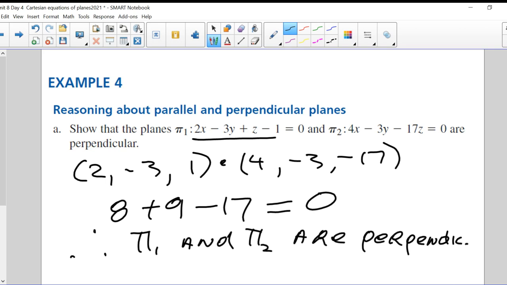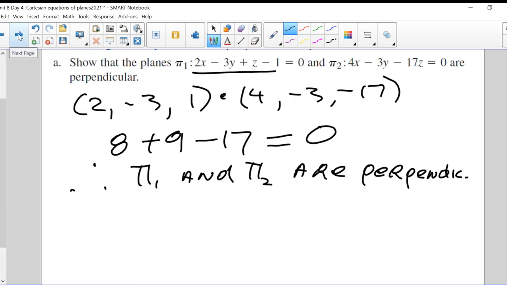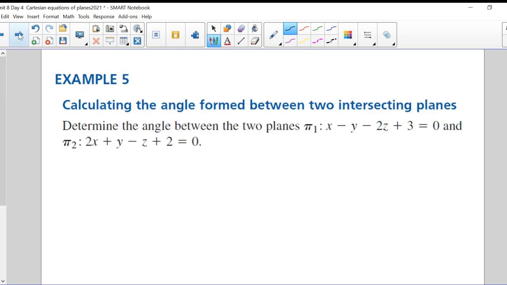Okay, I'll just shorten that. All right, so that was easy for us to do. There's nothing really particularly challenging about that one. Determine the angle. Okay, then.